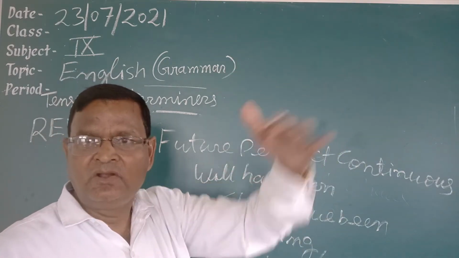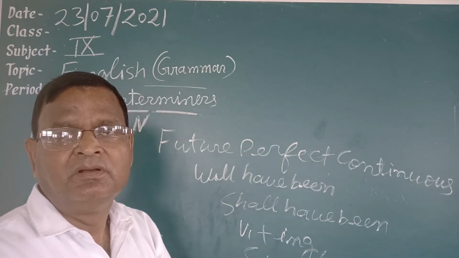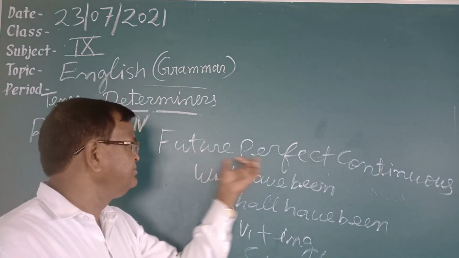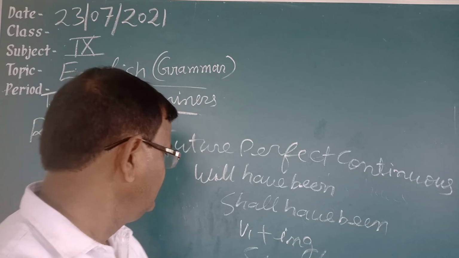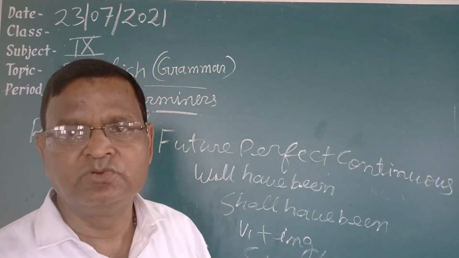We shall have been traveling by train for 3 days. So in this way, students, in future perfect continuous tense, will have been and shall have been, two helping verbs are there, and verb first form plus ing is used, and since and for are used for showing time.